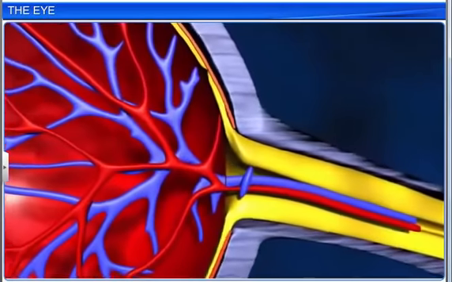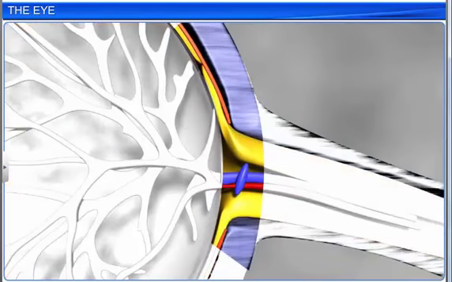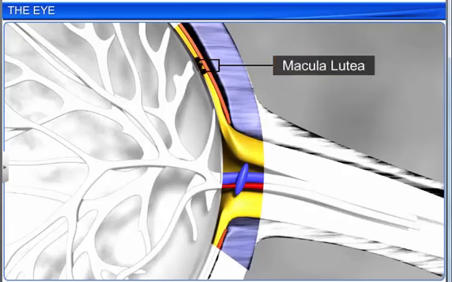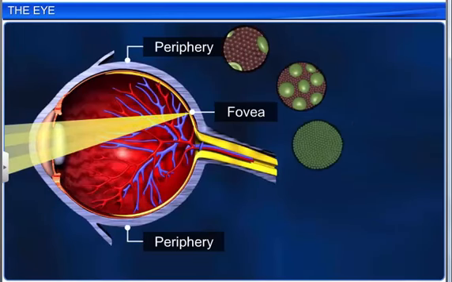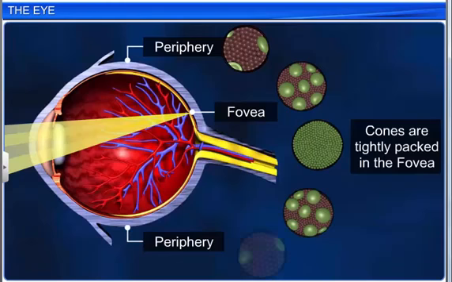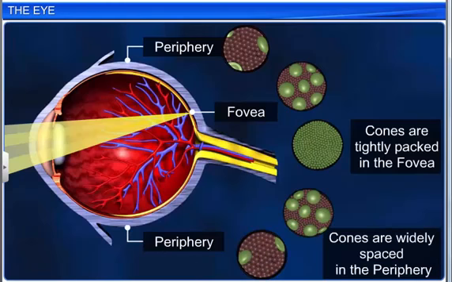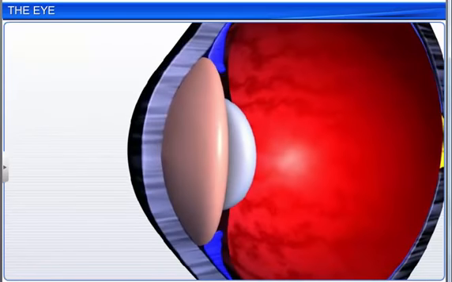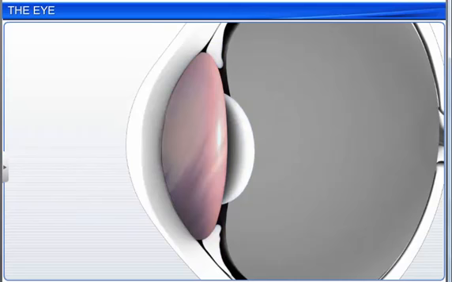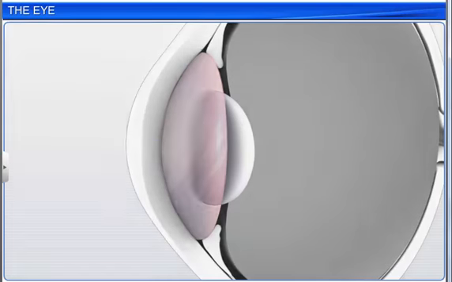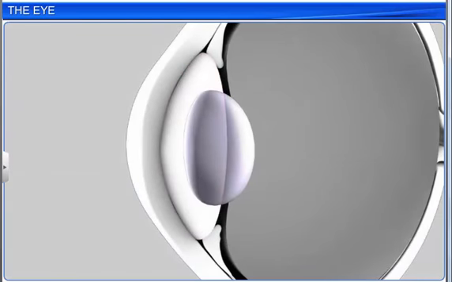The posterior end of the eyeball, lateral to the blind spot, has a yellowish pigmented spot called the macula lutea, with a central pit called the fovea. The density of cones in this region provides the best visual acuity. The aqueous chamber lies between the cornea and lens. It is filled with a thin, watery fluid, an aqueous humor that provides nutrition to the lens and cornea.